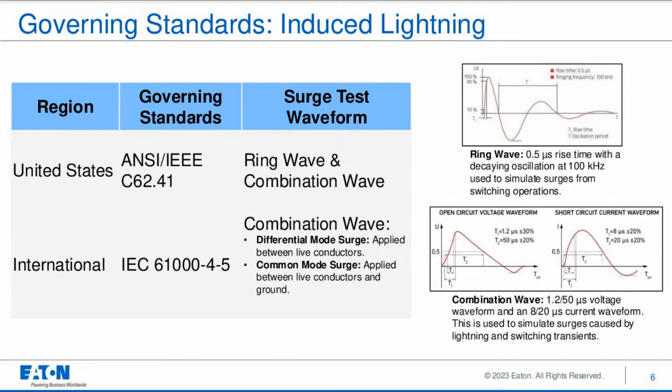The ring waveform simulates oscillatory transients typically caused by switching operations in low voltage AC power circuits. It is characterized by a half microsecond rise time with an oscillation frequency of 100 kilohertz.